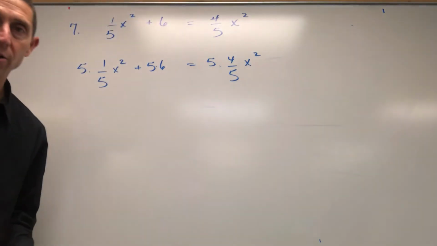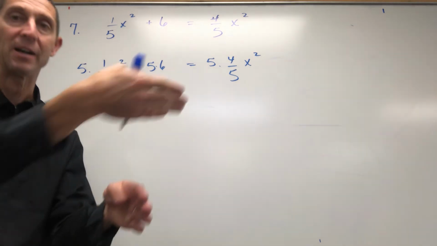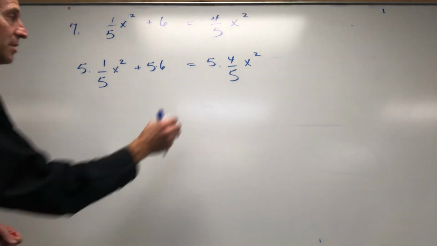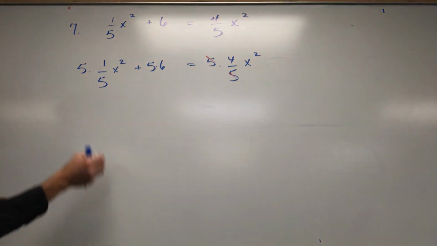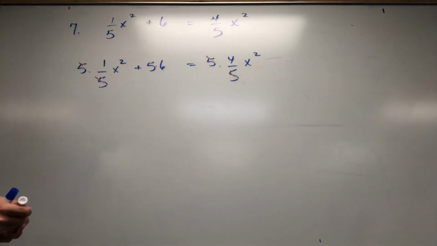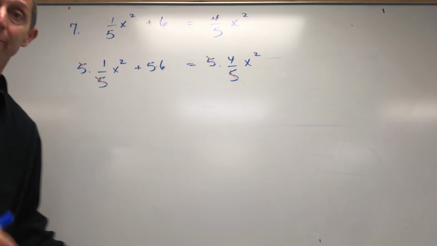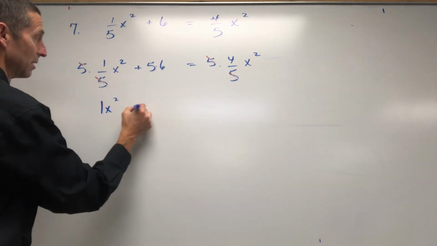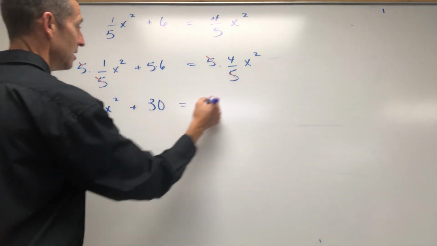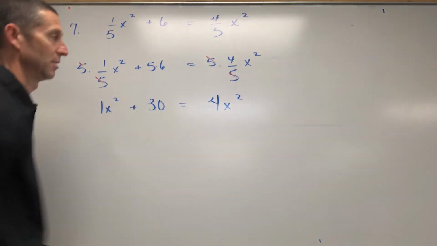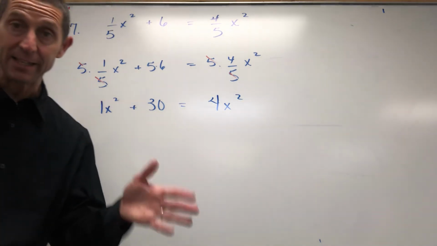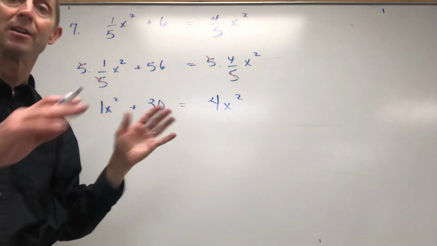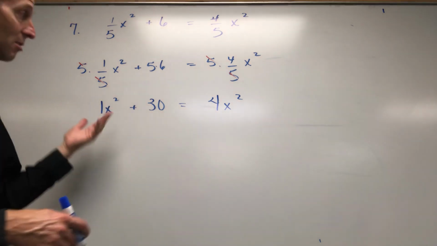So all the way across, multiply by 5, multiply by 5, multiply by 5. This step looks pretty bad, but what it does is cancel out the 5 off the bottom. Just made your life a lot better. So now you have 1x squared plus 30 equal to 4x squared. So the problem did have fractions. You did this nasty step, and now it's no fractions, which is awesome.